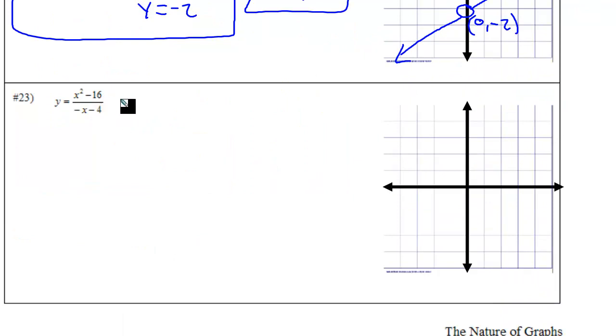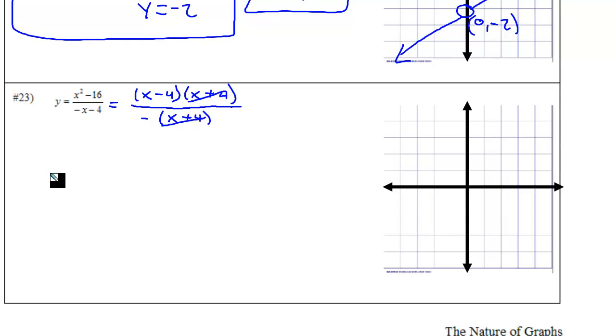Number 23. As always, if it has factoring to do, factor it. x squared minus 16 is the difference of two squares, which factors into an x minus 4 and an x plus 4, both binomial factors. The denominator also factors. You can factor a -1 out, leaving you with x plus 4. The x plus 4's cancel.